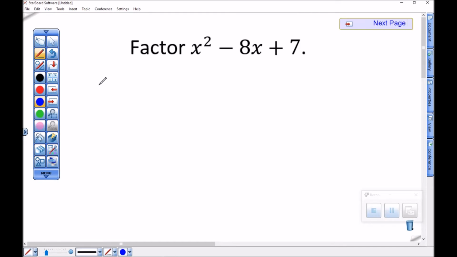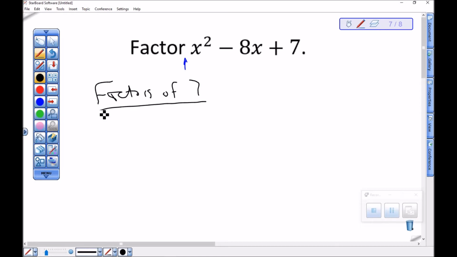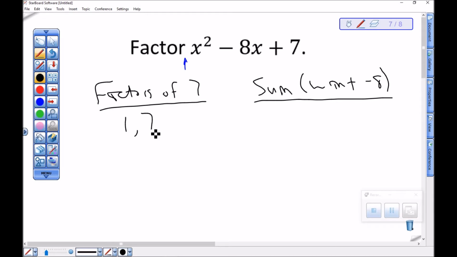Okay, another one. So here, got x squared minus 8x minus 7, or plus 7. Again, note, this is just an x squared. If that was a 2x squared or a 5x squared or anything with a number on x squared, I could not factor this way. But it's not, so we can. So I want factors of 7, and I want them to add up to negative 8. Well, 1 times 7 is 7, but that adds up to 8, and that's not what I want.